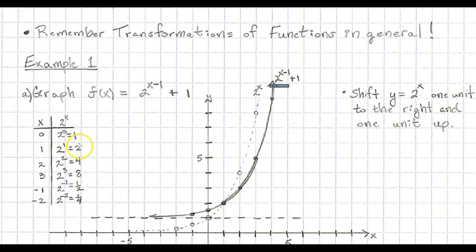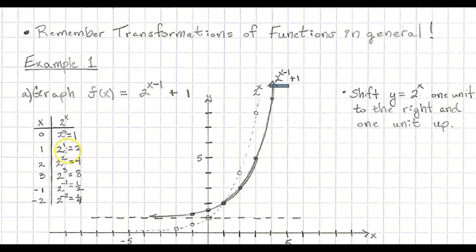So some points for 2 to the x: plug in x equals 0, 1, 2, 3, and then let's plug in minus 1 and minus 2 so we can see what it's doing on either side of the y-axis. So when x is 0, first of all, that was silly because I know it would always be 1. So these open circles here are plotting 2 to the x, because that's not the function we want. We're going to shift it.